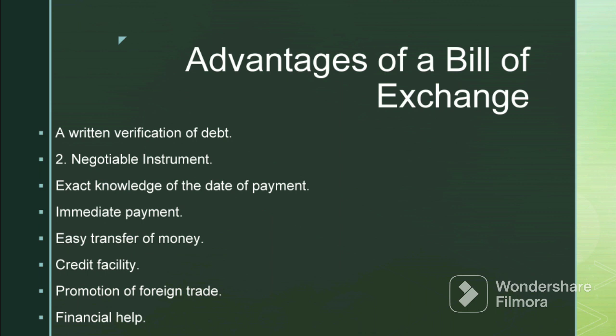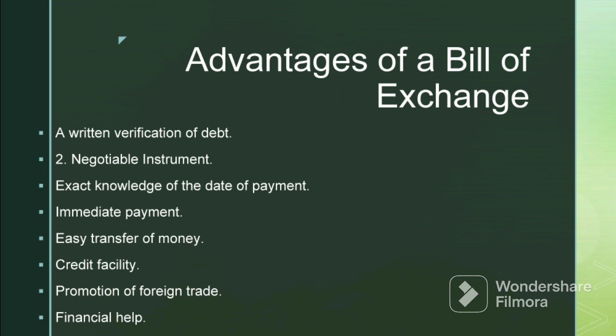Another advantage, easy transfer of money. Money can be easily transferred merely by signing and delivery of a piece of paper. Obviously, the bill of exchange is a piece of paper and it is easily transferred merely by signing it. Then the credit facility. The bill of exchange enables a person to purchase goods on credit. If the amount is not available in hand, he can use the bill of exchange and he will get the goods as credit.